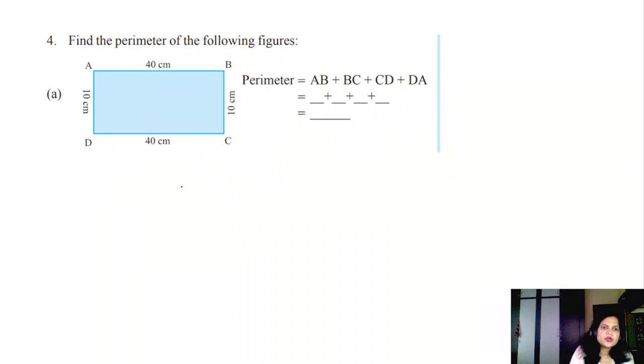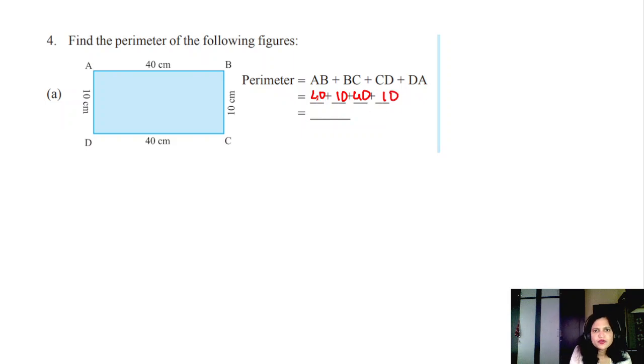Find the perimeter of the following figures. All the distances and figures are already given here. Okay. The perimeter formula also they have given. Just you have to fill in the blanks. AB is how much? AB is 40 centimeter. I'll write 40 here. Then BC is 10 centimeter. I write 10 here. CD is 40 centimeter again. Then DA is 10 centimeter.